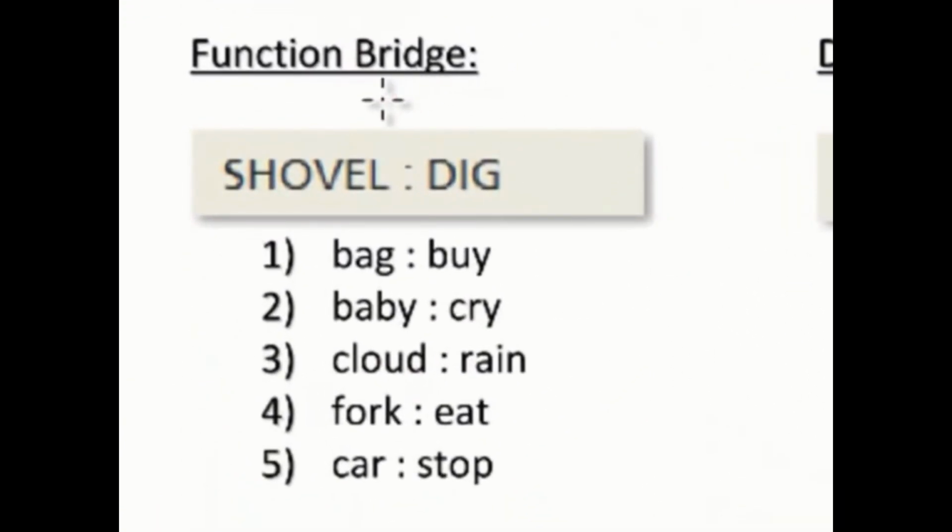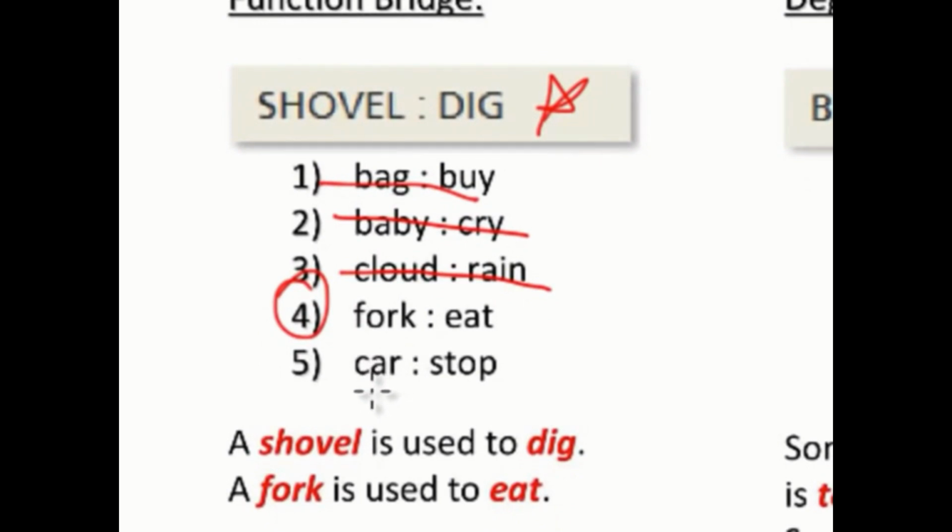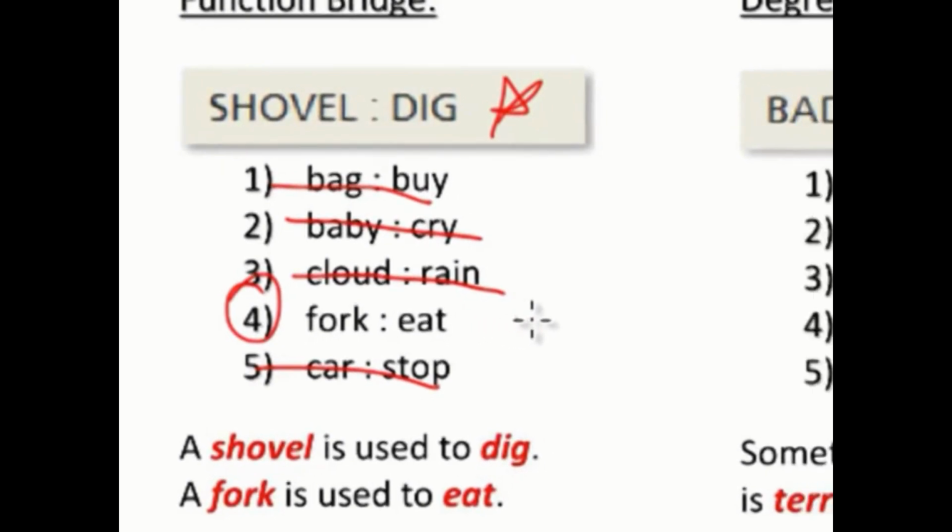It's called a function, and let's go through it together. So shovel is to dig, as what is to what? We know that a shovel is used to dig, so let's take a look at these examples. Is a bag used to buy? Nope. A baby is used to cry? No. Cloud is used to rain? No. Is a fork used to eat? Yes, it is. And let's look at the last one. Is a car used to stop? No. Clearly the correct answer is a fork is used to eat.